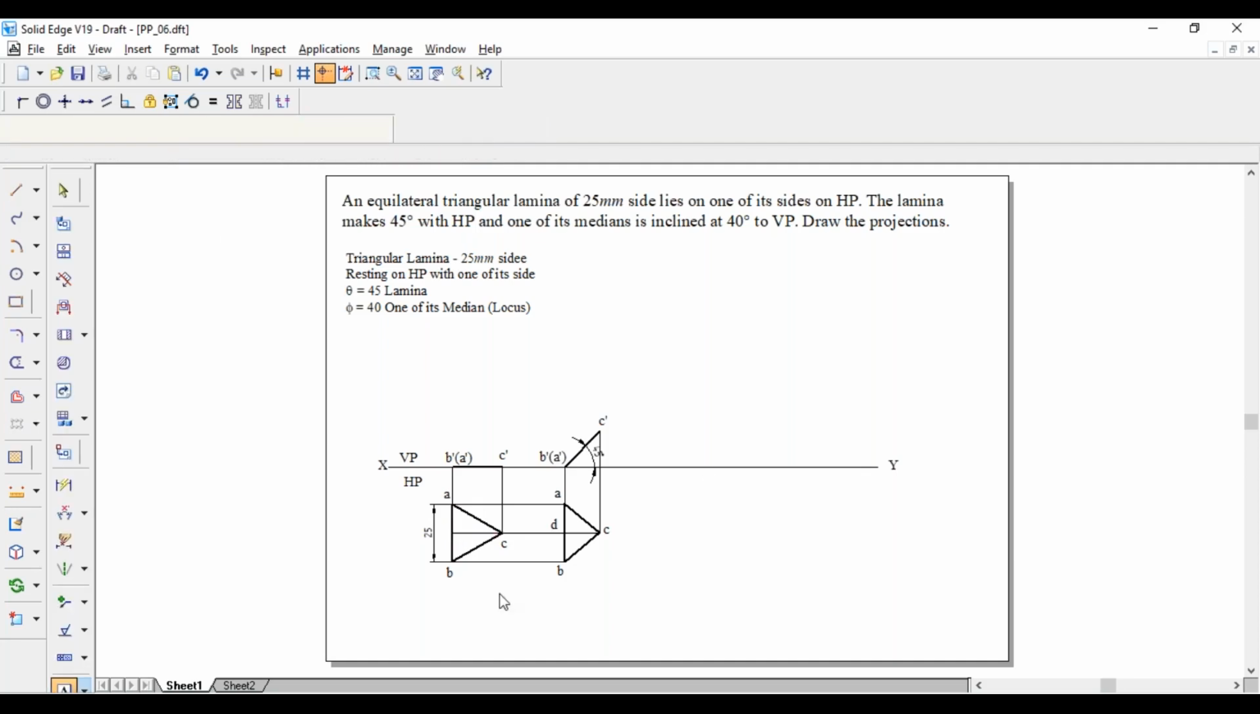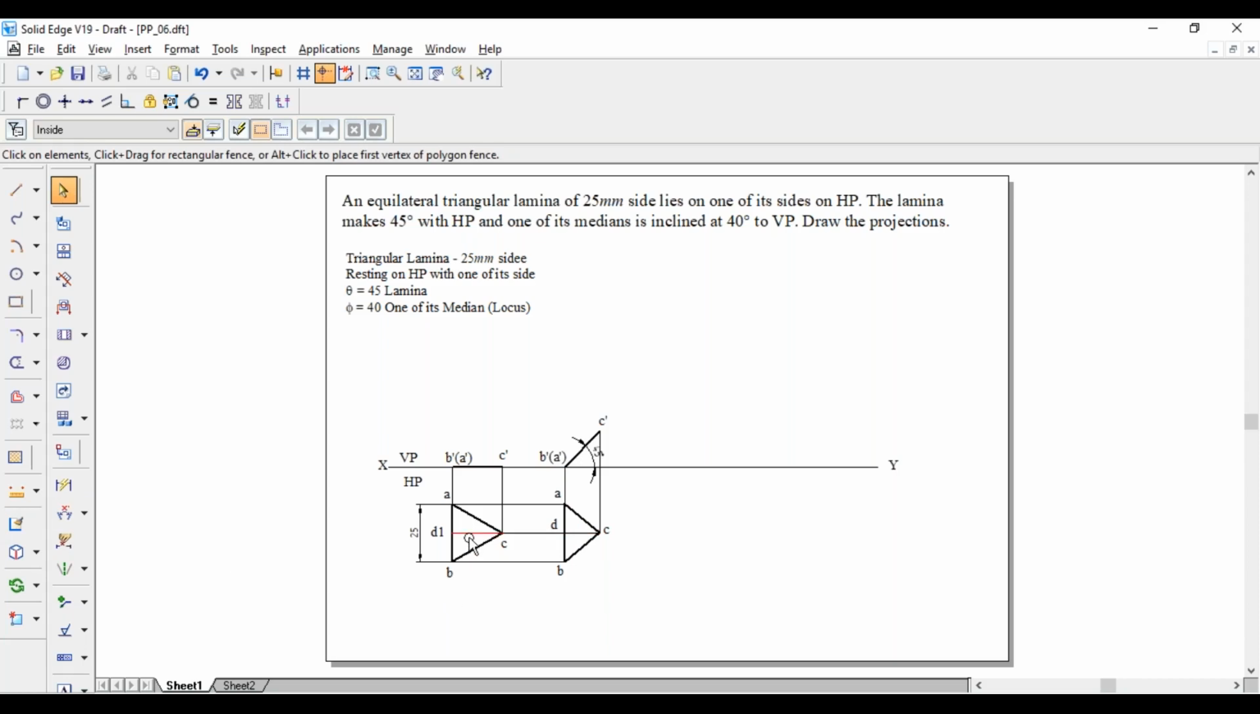I will name it as D1, since D is already used. CD is the median for this triangle, whereas CD1 is the median for this triangle. As it is a single lamina, the median should be only one. So the true median is this one. That is, CD1 is the true median, whereas CD is the apparent one, because of the inclination, this length will be decreased.